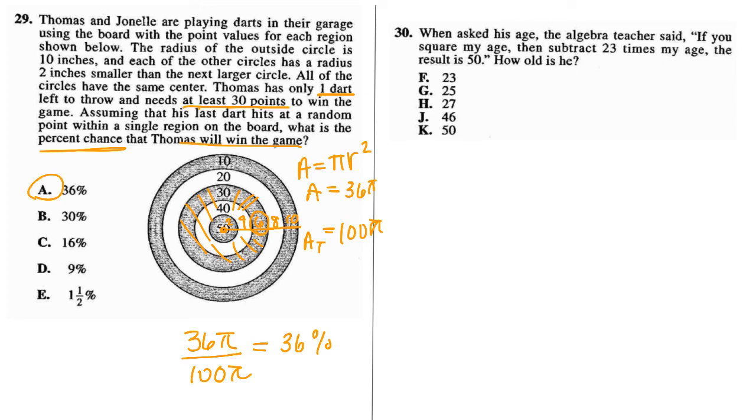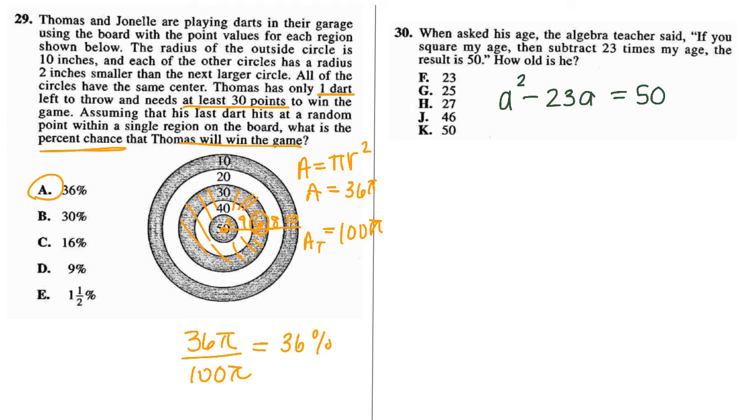And number 30. When asked his age, the algebra teacher said, if you square my age, so I don't know what his age is, I'm going to write A. So if you square my age, then subtract 23 times my age, the result is 50. So how old is he?